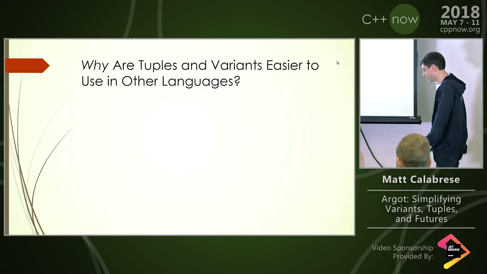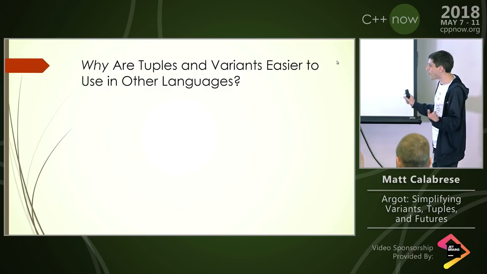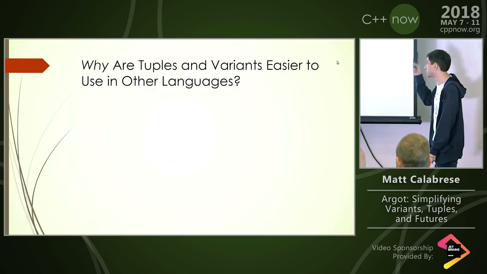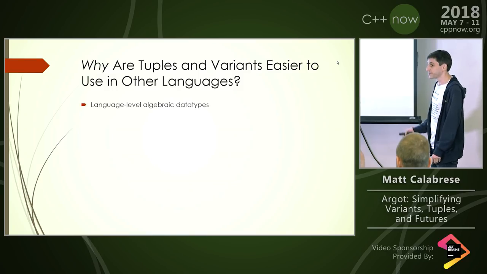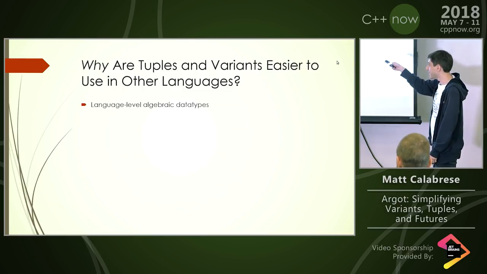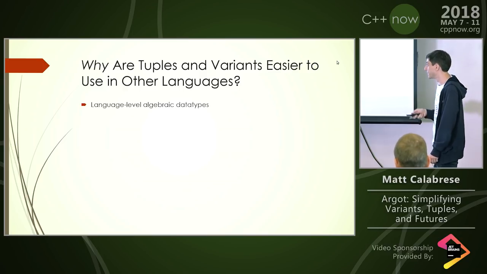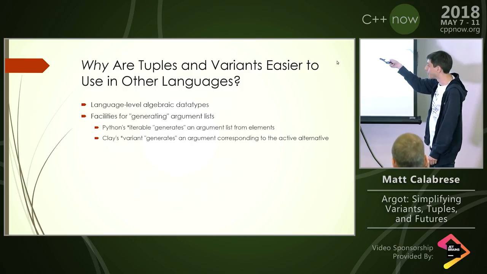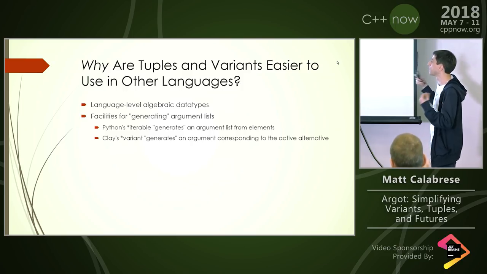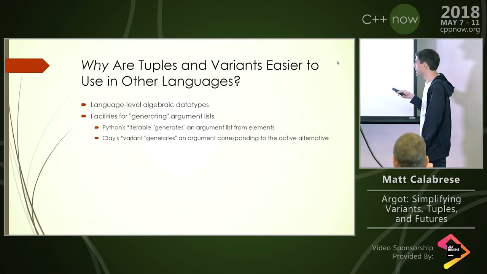Before going further, I just want to try to figure out why exactly we are in the state that we are in C++. Why do other languages have such better support for algebraic data types? And why do we fail so poorly? To start, these other languages generally have built-in support for their algebraic data types. They have built-in tuple types. They have built-in variant types. Although I would argue that that's not even the real reason why they do better here. The real reason is that they have facilities for generating argument lists at the call site. And this is very distinct from the need to have an underlying language-level tuple type or a language-level variant type. The key thing is that they have these operators.